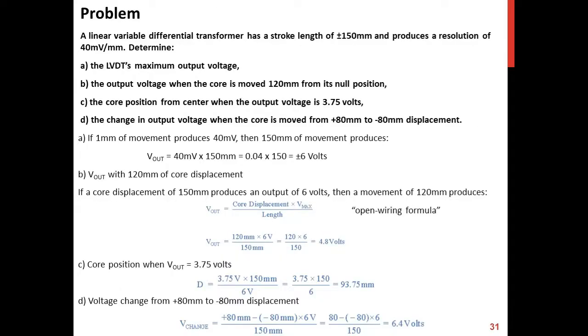Here we have a simple problem of LVDT. It simply uses the open wording formula. You can also solve it by yourself.